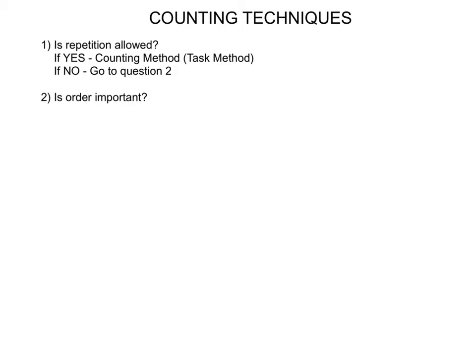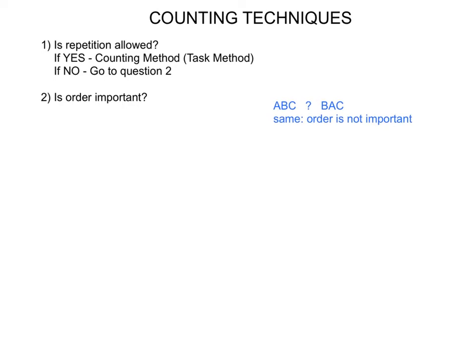And the next question says, is order important? Now, it's crucial that you understand what this question is asking. The question wants to know, if I have to choose, and I choose A, B, and C, is that the same as my choosing B, A, and C? Are those the same choice? If they are the same, then we know that order is not important.